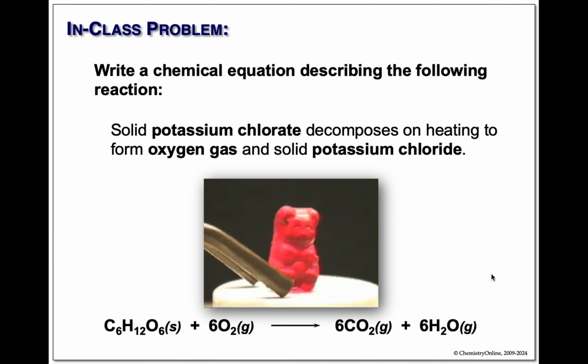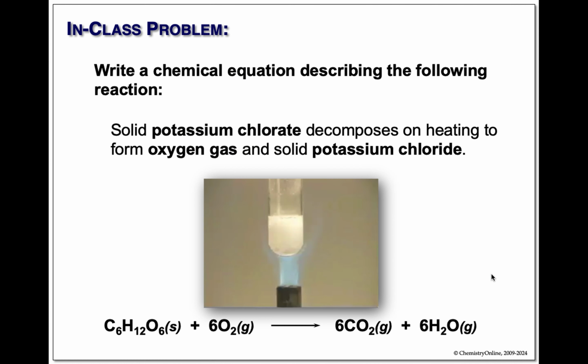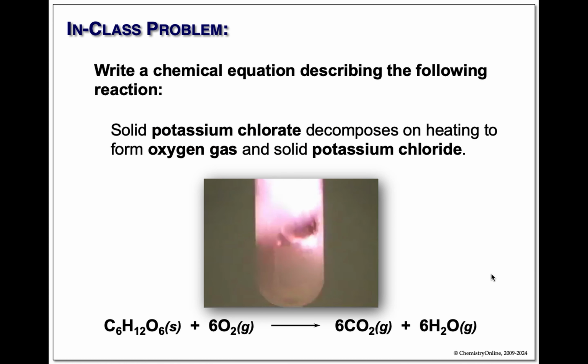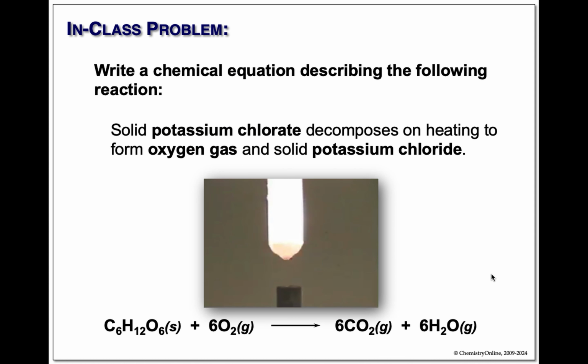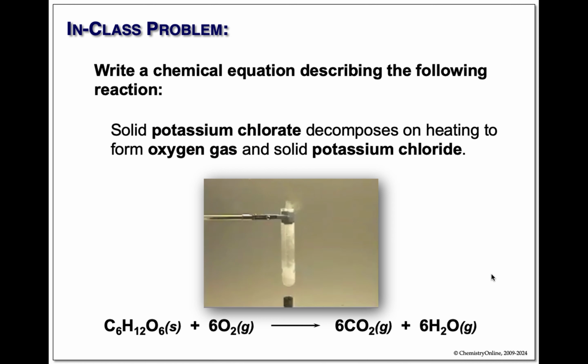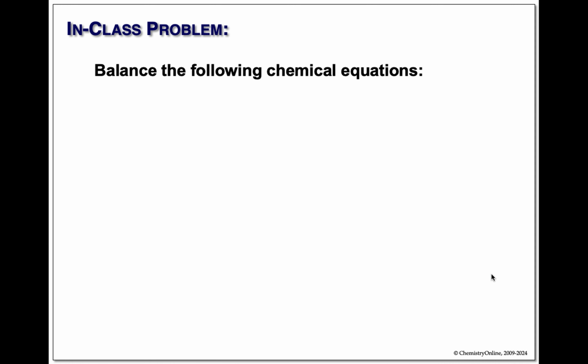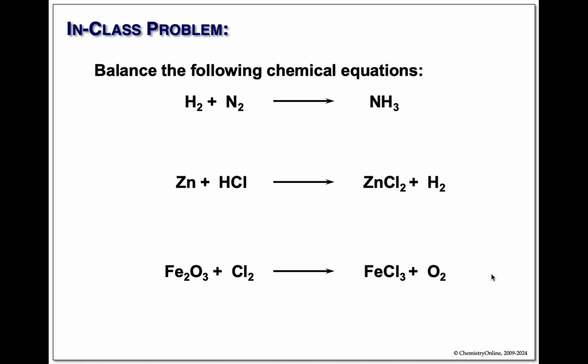So, let's take and do this. There goes our gummy bear. That's our potassium chlorate. Ouch! Don't show this to small children. And yes, it consumes it very nicely, very quickly, and you're left with kind of pink potassium chloride. Any questions? All right, let's go ahead and balance some real equations.